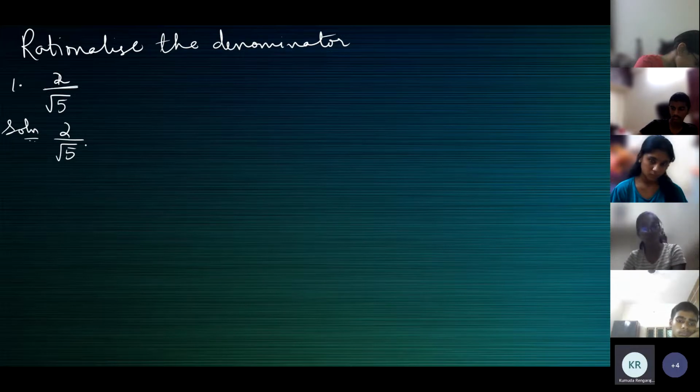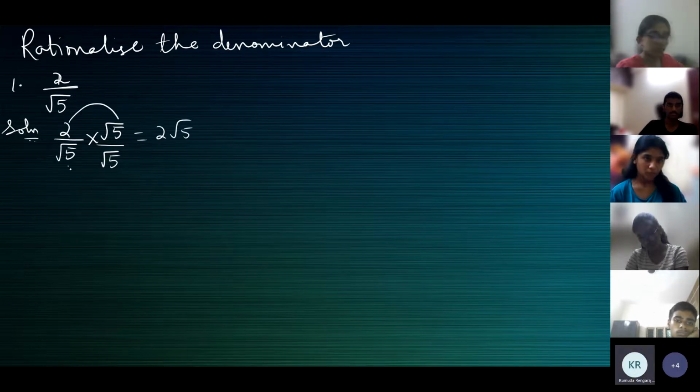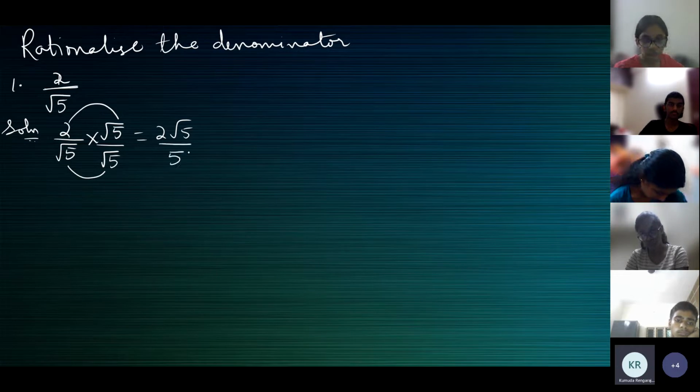So in the expression 2 by root 5, the denominator root 5 is irrational. To rationalize the denominator, we need to multiply the numerator and denominator by root 5, which is, multiply the numerators 2 into root 5, multiply the denominators. Root 5 into root 5 is 5. Now you can see that the denominator is rational.